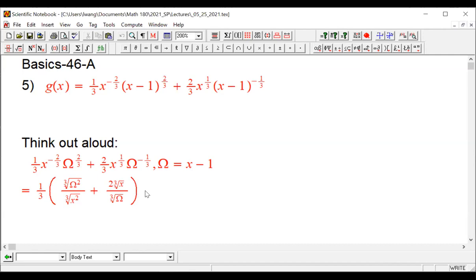Do you want to work with this form, or the other form? Let's do this form first, because this is our familiar form. We basically want to make a common denominator. Shall we put x minus 1 back where it is? We probably can. In this case, we can. Let's do that.